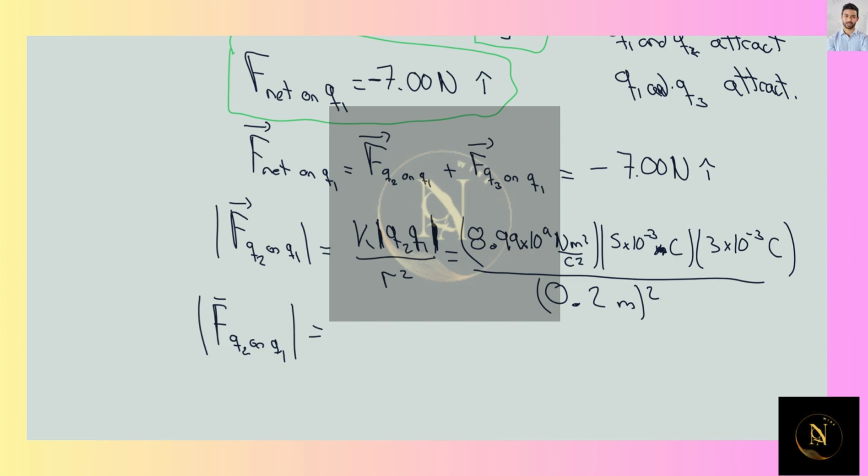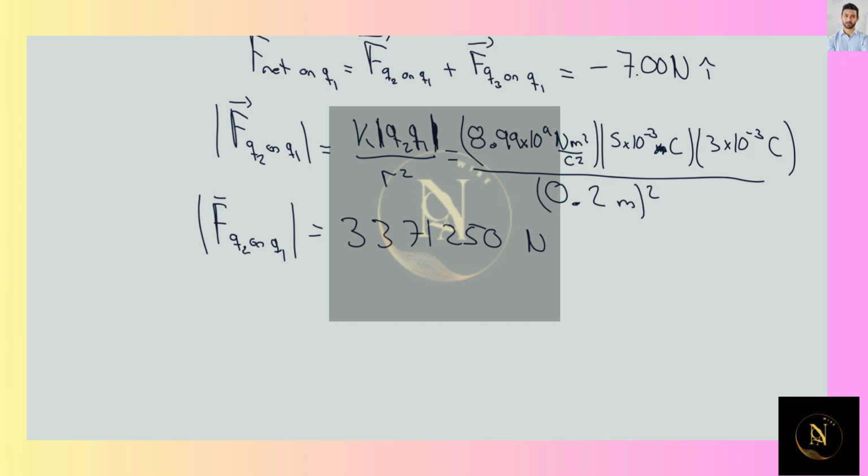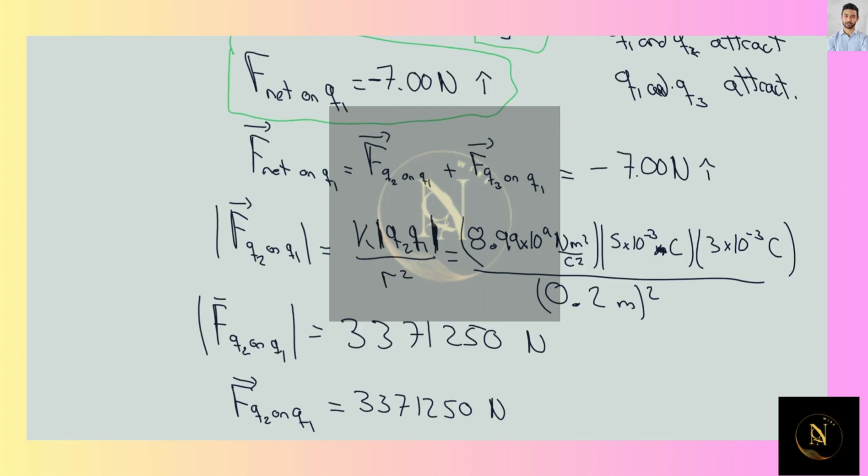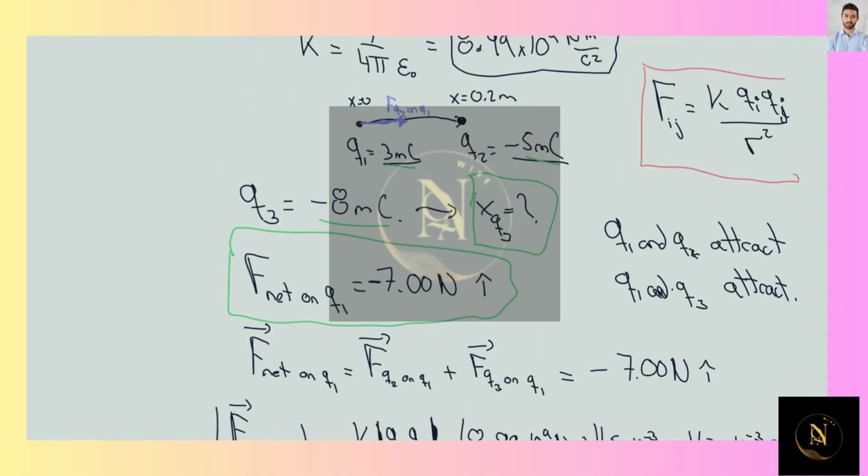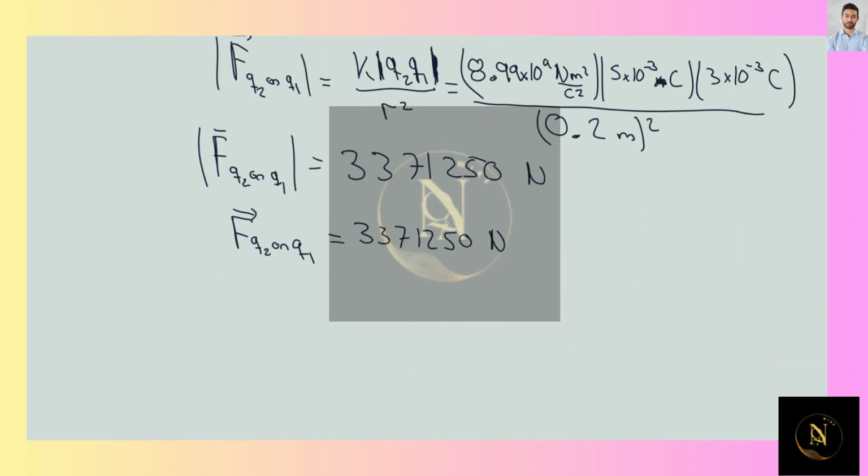is equal to 3,371,250 newtons. Now, what is going to be the direction of the force? We know that this is going to be an attractive force, and in this case, as we can see on the diagram, it is going to be in the positive X direction. So this is going to be in the I direction.